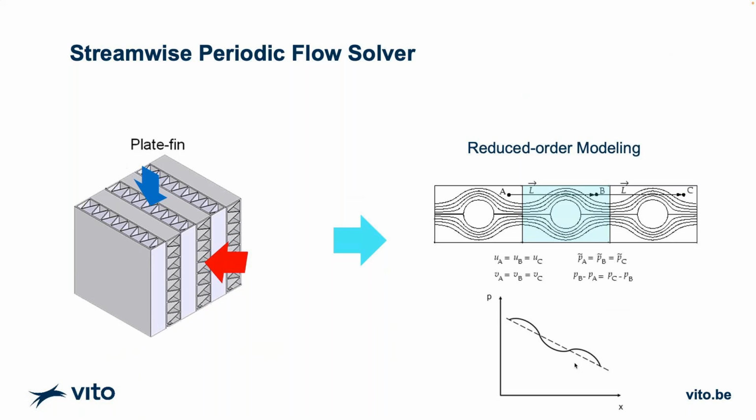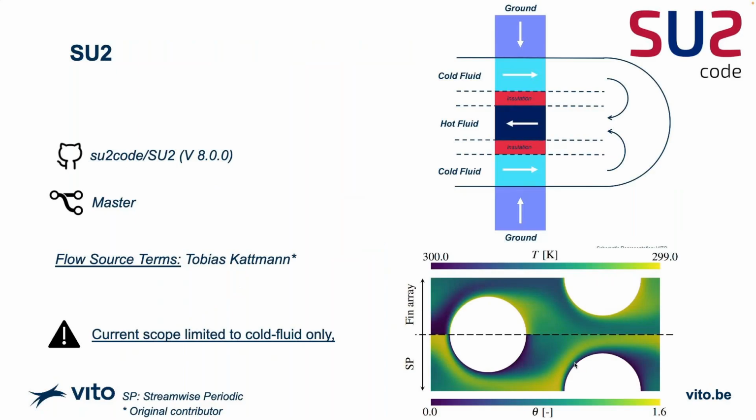Based on that, just by simulating this one single domain, you can predict the performance of your entire channel. So we use the same solver in this case, and we try to model this part of the tube. However, in the current study, we only limit ourselves to the cold fluid only, and we will come to the reasons why later on. And I use version 8 of SU2, which has the implementations of Tobias.